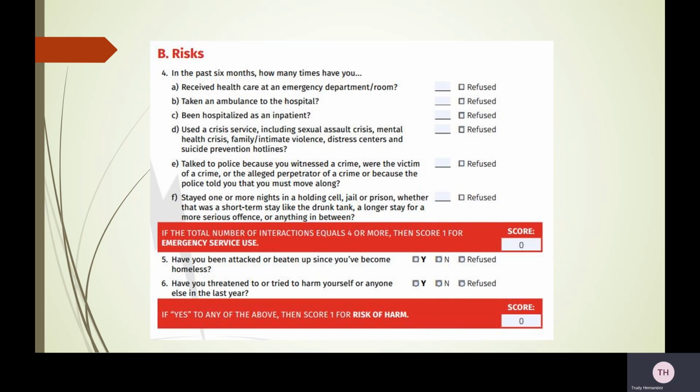So, for example, if I completed this assessment, this survey, in May, you would want to say in the past 6 months, meaning May, April, March, February, January, and December, how many times did these things happen? And so you may even have to go month by month. You may have to say, okay, last month, how many times did you receive healthcare at an emergency department room? And kind of go from that angle. You will have to decipher what your client needs in the moment.